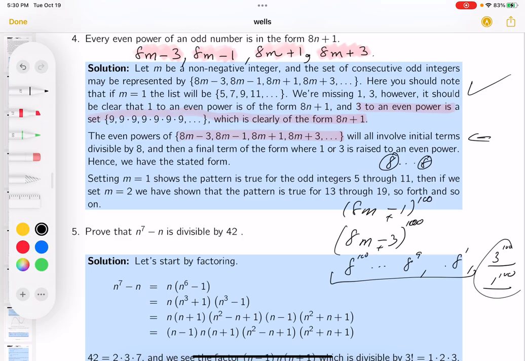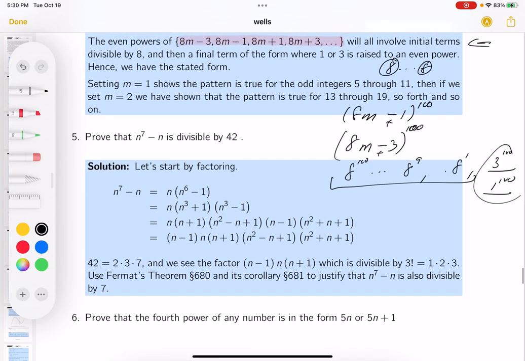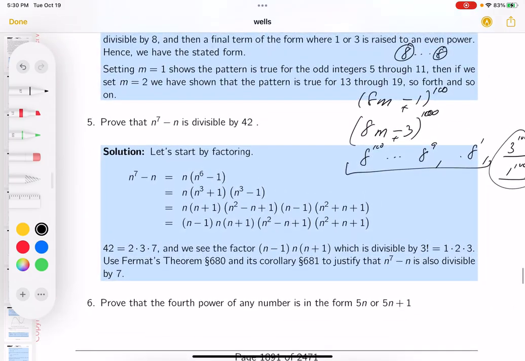So let's go to the next one, number 5. Number 5 says prove that n^7 minus n is divisible by 42. And I got to be honest with you, that might be tough to do. But what I would do first is just start by factoring it. And I don't know if it's going to work out. So when I say try to factor, what do you got? It doesn't look that bad. It's n times (n^6 minus 1). So I'm going to say that's relatively simple.